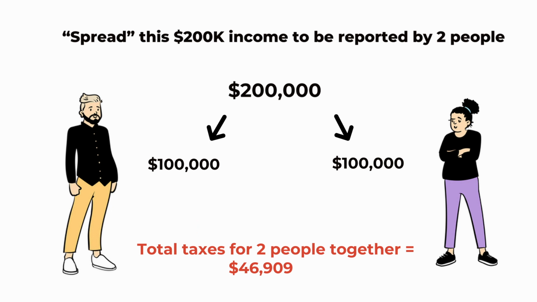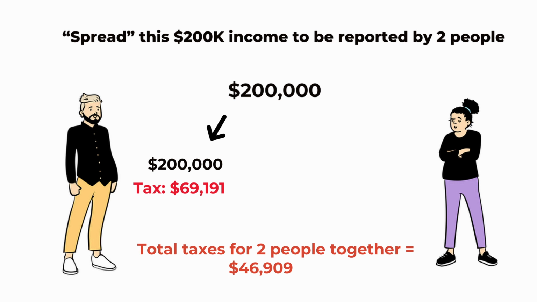Reporting $200,000 by 1 taxpayer, that person has to pay $69,000 of tax. Reporting $100,000 each by 2 taxpayers, total tax payable is about $47,000. So you can see the tax saving by spreading the income to 2 taxpayers is about $22,000. So tax planning is essentially about splitting your income to as many people as possible so that you can utilize the low marginal tax rates and apply them accordingly.